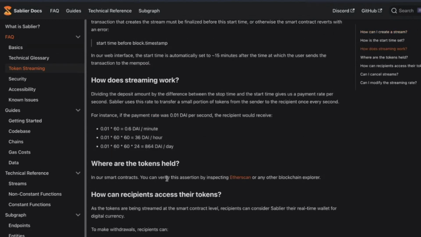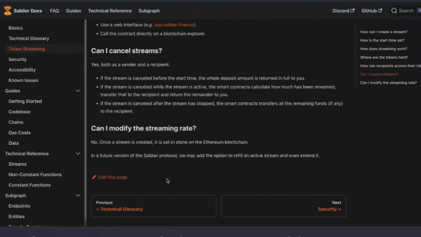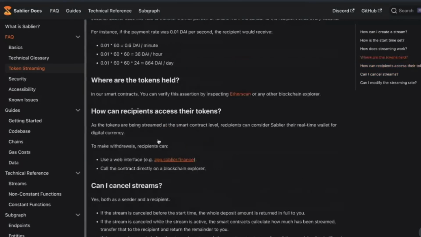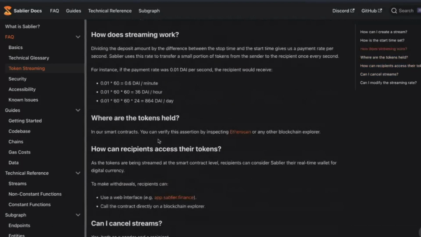Because I skipped to the bottom earlier and read ahead when you were asking about why, and it says once a stream is created, it is set in stone on the Ethereum blockchain, so you can't change the streaming rate. And then you can cancel streams though. Nice. But it says once the streaming rate is set, so maybe it isn't only once a second. Yes, actually, that's correct, because I would want it once a day or once a month.